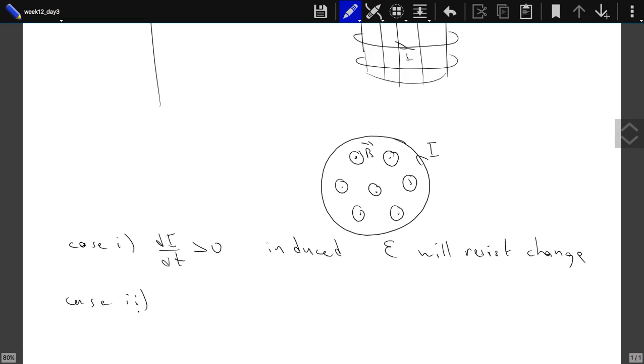Case 2, di by dt negative, you try to reduce the current. So what will be the direction of the induced EMF? Counterclockwise this time, not clockwise. So the induced EMF will be in the opposite direction, that is, in the direction of the current. So it will try to increase the existing current. This time the induced EMF will push the current, so it will still resist change.